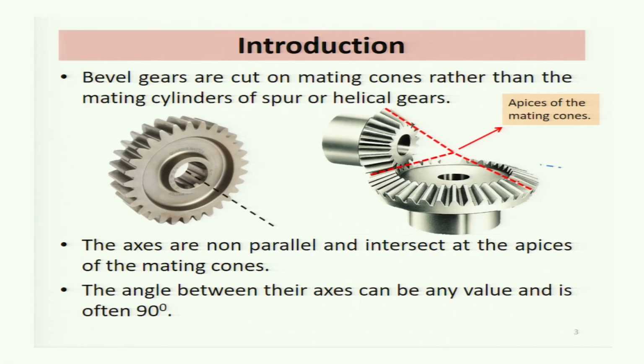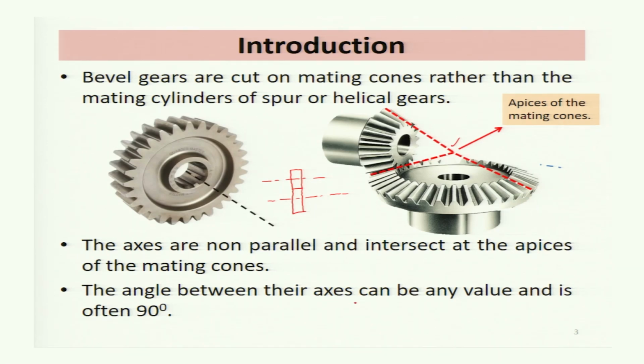So this will be a cone of a pinion, this will be a cone of a gear. Now the spur gear and helical gears were used to transmit power between two parallel shafts like this. One of the gears was like this and the mating gear was like this. The shafts were parallel, but in the case of bevel gear, the shafts will not be parallel, but intersecting. So the axes are non-parallel and intersect at the apices of the mating cones. So the cones are mating at a point and that is called the apices of the mating cones.